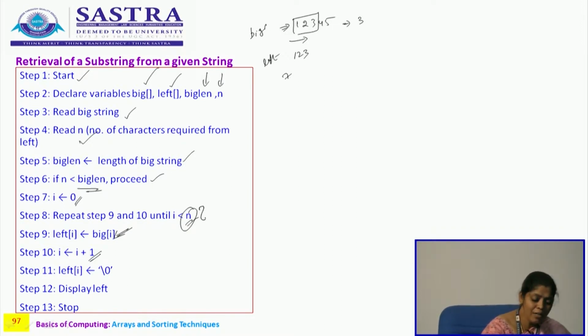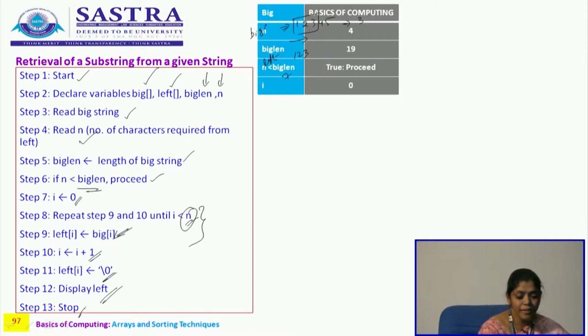Once you come out of the loop, you would have completed all the characters required, and then you have to store the null character at the end of your new character array left. Then you may display the string left, and with that your program terminates.